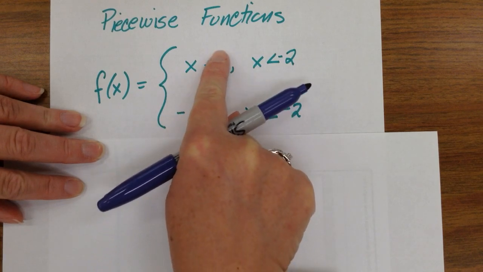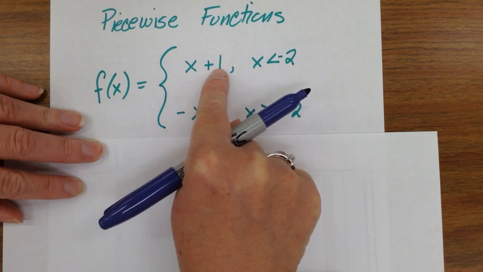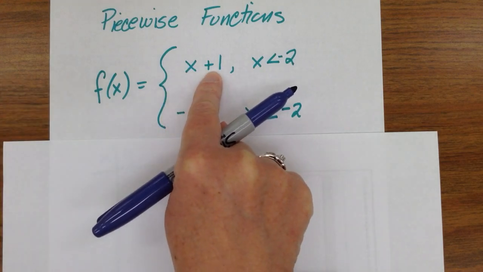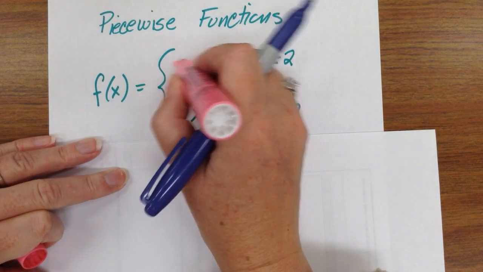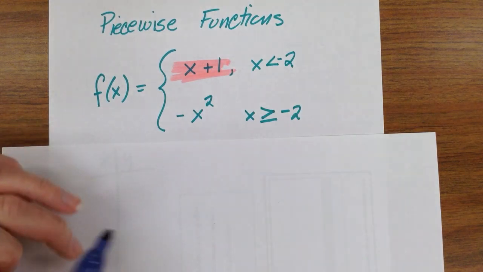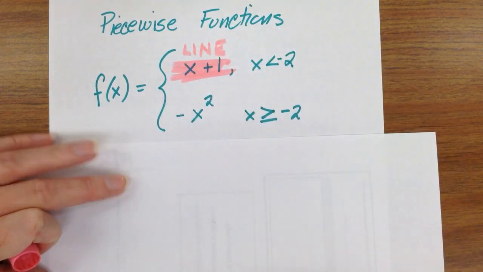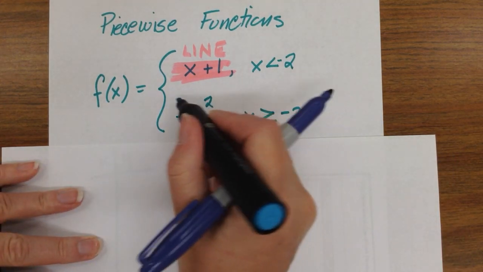The first part of our graph is going to be x plus 1. Now, you may recognize that as mx plus b form. This part right here is going to be a line. So our Frankenfunction, our piecewise function, is going to start with a line. And then the next piece, what do we see?